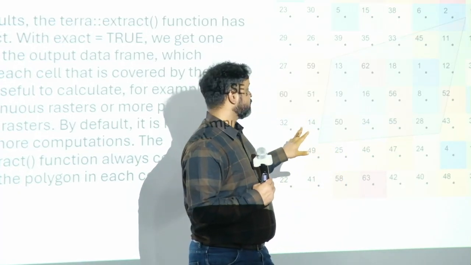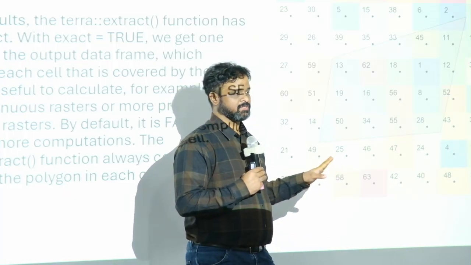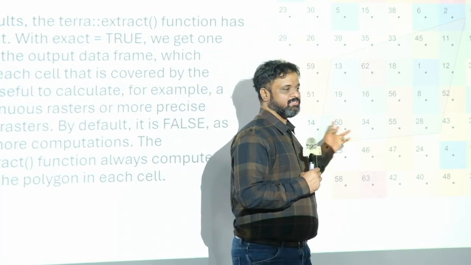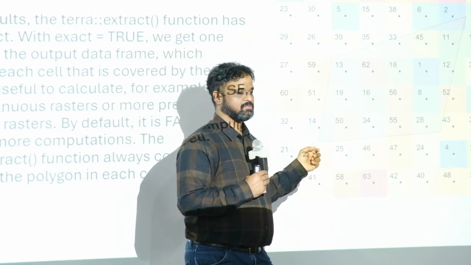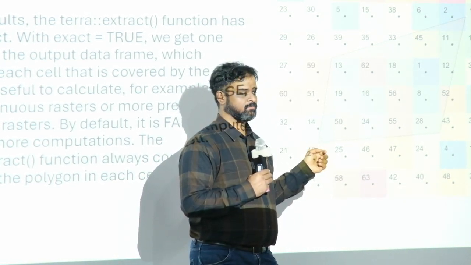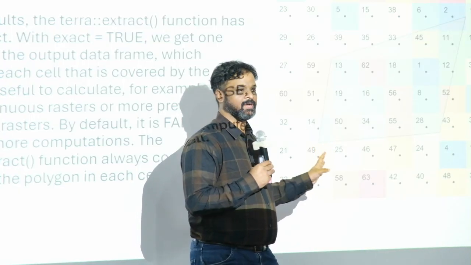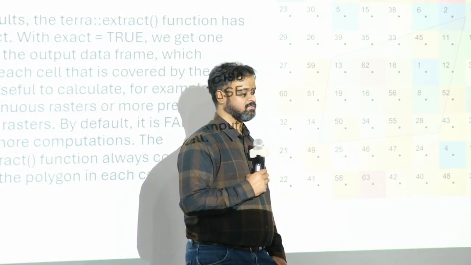A lot of the time it doesn't matter with continuous data like temperature, because temperature is not going to vary that much across this. When will it really matter? Anyone have any idea when it will really matter to get an exact extraction? Rainfall.